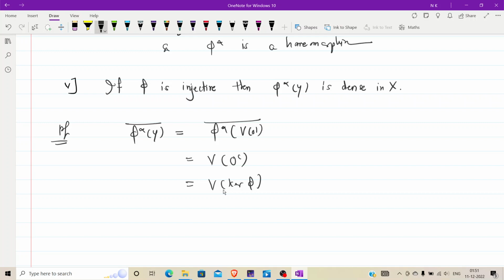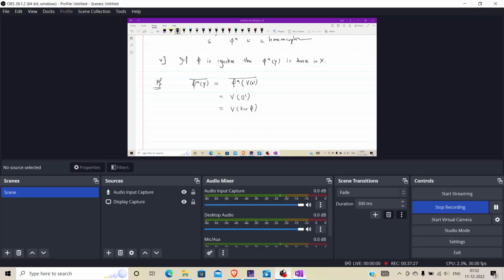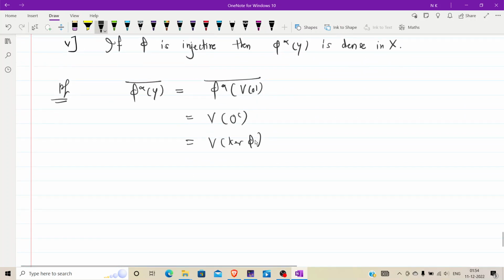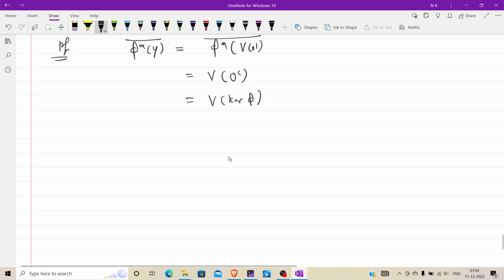So the closure of phi star of Y is equal to V of kernel of phi. We will establish a condition for when phi star of Y is dense in X, and then we'll prove that if phi is injective, then definitely phi star of Y is dense in X. First of all, the closure of phi star of Y is the closure of phi star of V of 0, which is V of 0 contraction, that is V of kernel of phi, because 0 contraction means phi inverse of 0, and the pre-image of 0 is nothing but the kernel of phi. Now let's try to understand what condition is required for this phi star of Y to be dense. So let's have a look here.